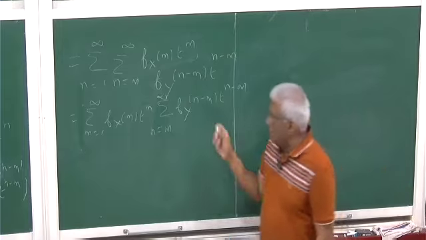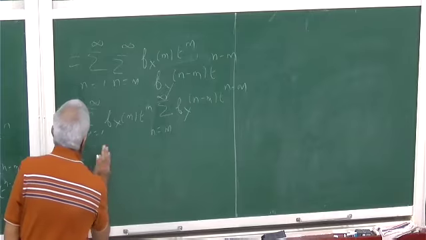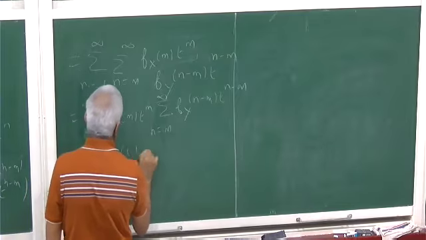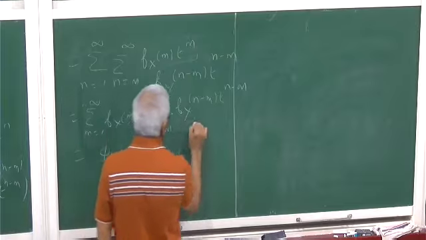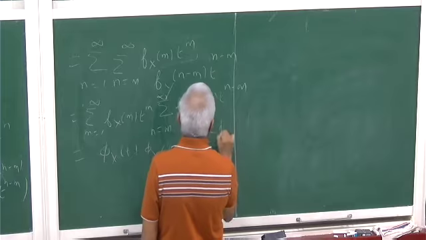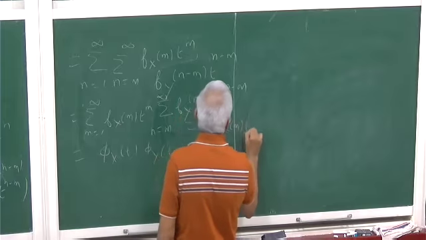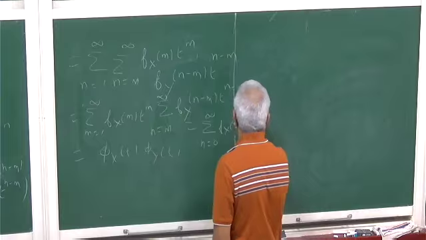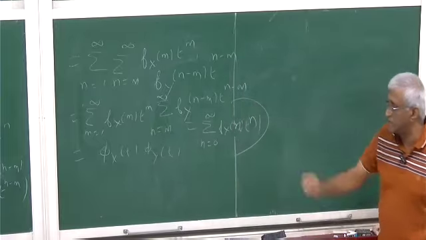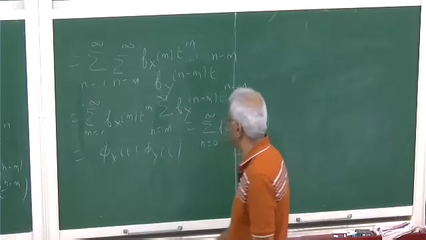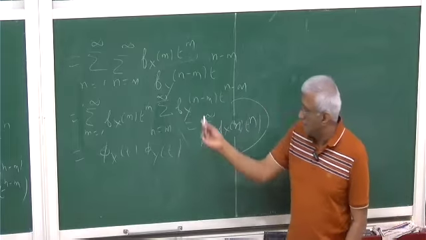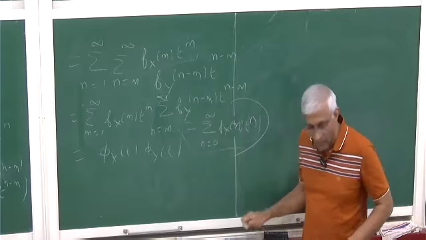So this is just the summation m equal to 1 to infinity, and I can write it as phi xt times phi yt. This is equal to the summation n equal to 0 to infinity of fx n t power n. This is the same as that. So this is equal to phi xt phi yt.